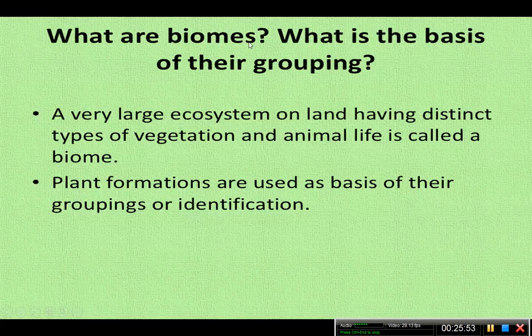What are biomes? Here mainly we are talking about the plant species. In the next module we'll discuss the animal species. So what is the basis of their grouping? What are biomes and what is the basis of their grouping? A very large ecosystem on land having a distinct type of vegetation and animal life is called a biome. Plant formations are used as the basis of their grouping or identification. As a biome has a distinct type of vegetation, very different from other regions, this is a criterion for identifying the biome and animal life in that region.